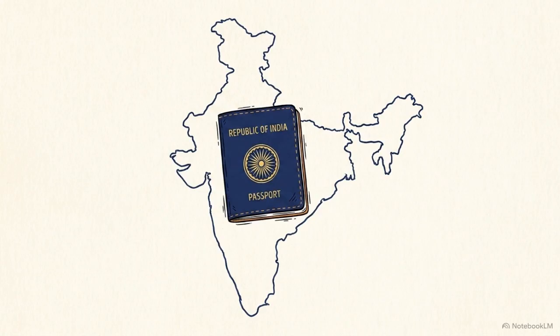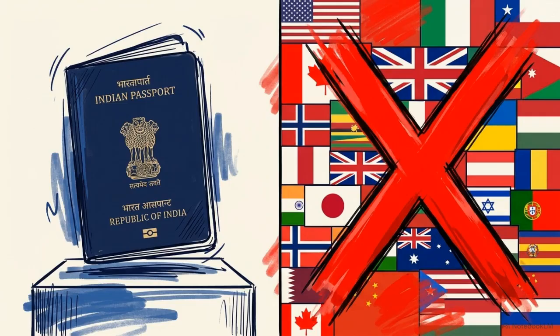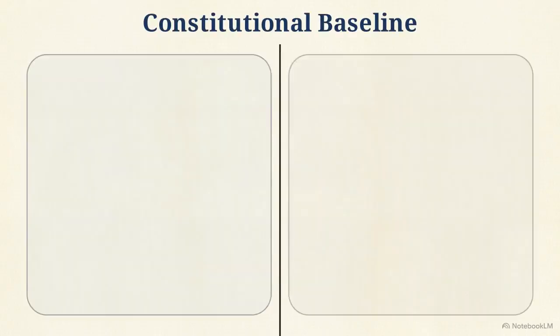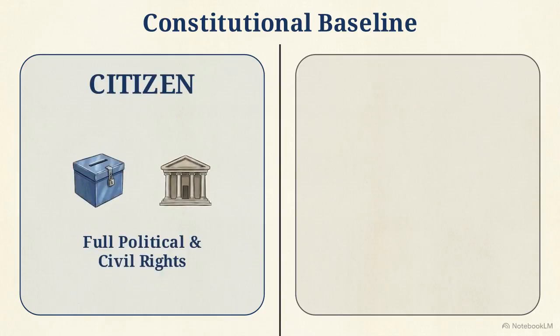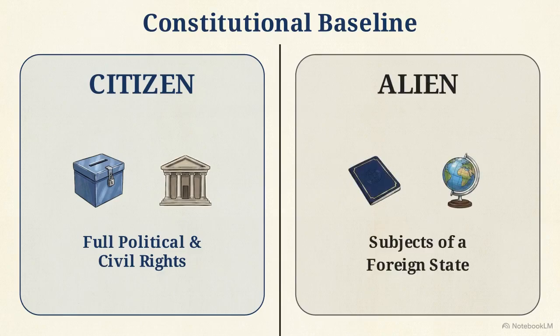Step 1 is establishing the constitutional baseline. India enforces a strict rule of single citizenship. It does not recognize dual allegiance under any circumstances. This baseline separates people into 2 distinct groups: citizens, who enjoy full political and civil rights, and aliens, who are subjects of some other state.